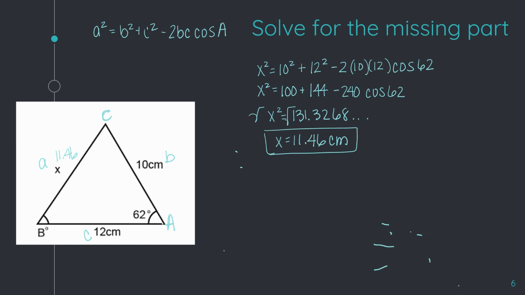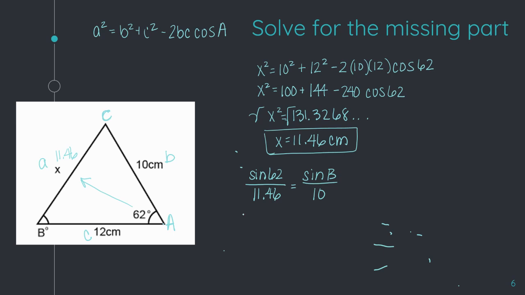And remember, once you have an angle and its corresponding side, we can use law of sines. So let's go back to that. We're going to take sine of 62 over 11.46. And I'm going to solve for angle B. So I want to put angle B, which I don't know. So sine of B over the side B, which is 10.